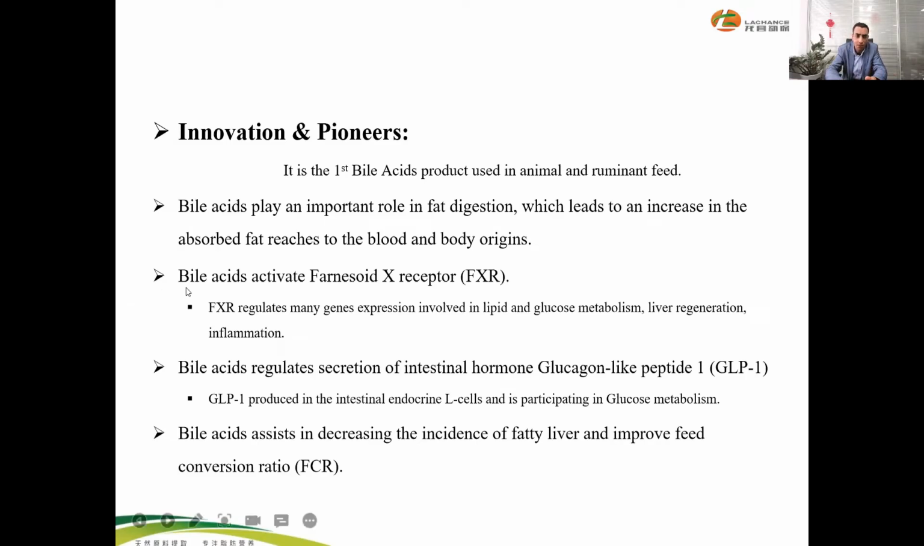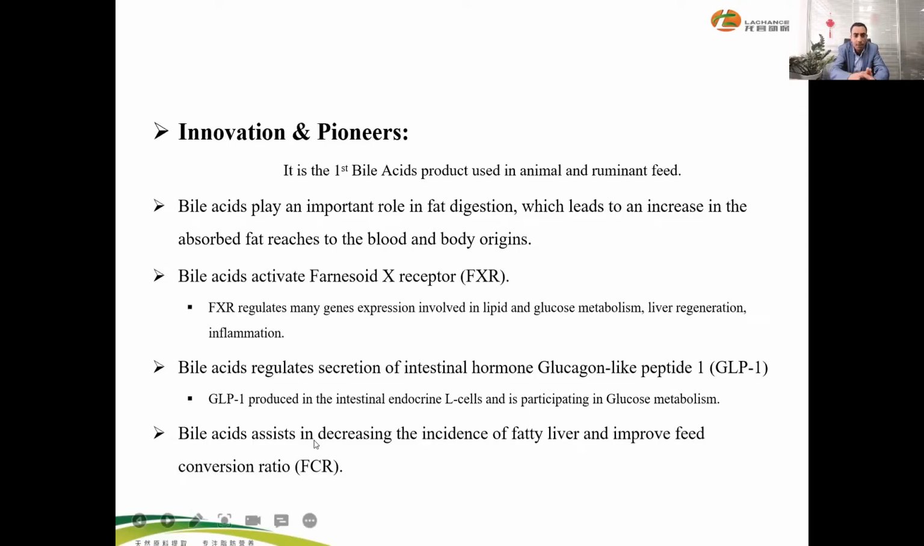For this part, we can show how bile acid can activate FXR, which I mentioned on the last slide. To activate, FXR needs bile acid. Without bile acid, it cannot be activated. What will happen if FXR is activated? When it is activated, it regulates and controls gene expression. That gene expression is involved and participates in lipid and glucose metabolism, and in liver regeneration and inflammation also.